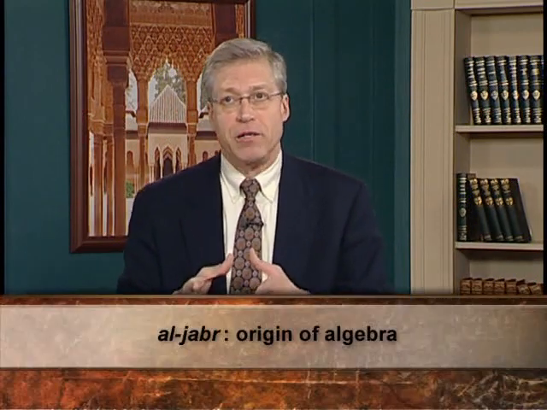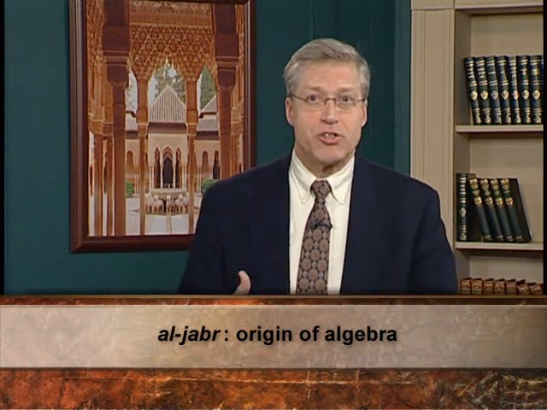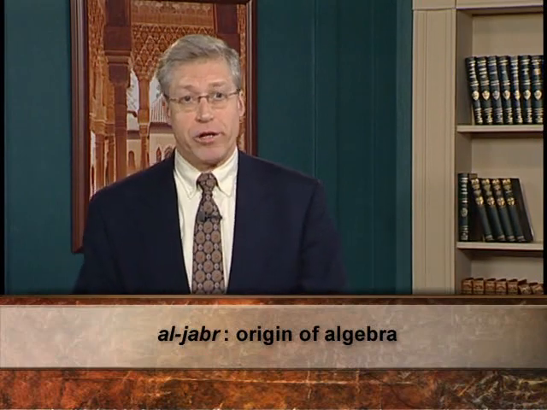And what Al-Khwarizmi does is he explains how to keep the equation in balance by adding the same amount to both sides, or subtracting the same amount, or dividing both sides by the same amount. And so this is the process of comparing and restoring. And his word al-jabr is the origin of our word algebra. It's simply a transliteration of the Arabic word.